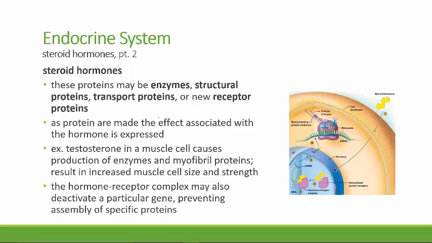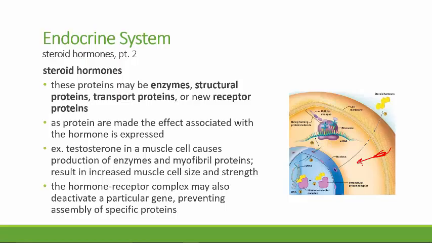We could be building proteins that are going to allow other materials to be transported into the cell, or it may make new receptor proteins. So for instance, progesterone triggers the building of special receptor proteins in mammary gland cells, so that the mammary glands can now respond to a hormone called prolactin and become able then to produce milk. So lots and lots of different effects that we can see as we build the proteins that are going to have the effect in the cell.